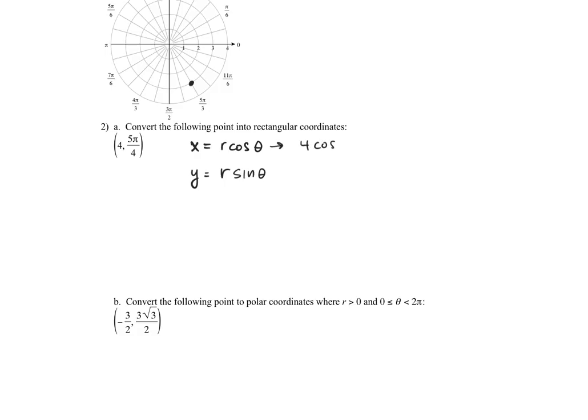So 4 times the cosine of 5 pi fourths. So this is going to be 4 times negative root 2 over 2. So now down here we get 4 times sine of 5 pi fourths, which is also 4 times negative root 2 over 2. So in rectangular coordinates, we have negative 2 square roots of 2 comma negative 2 square roots of 2.